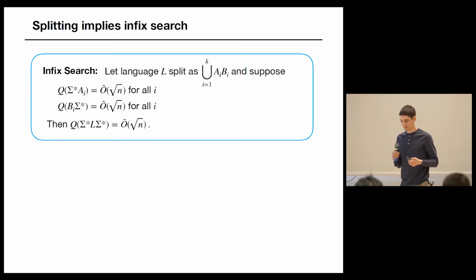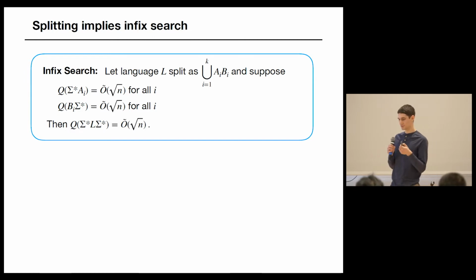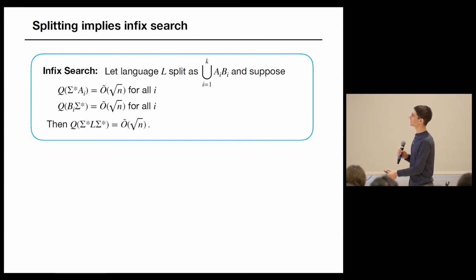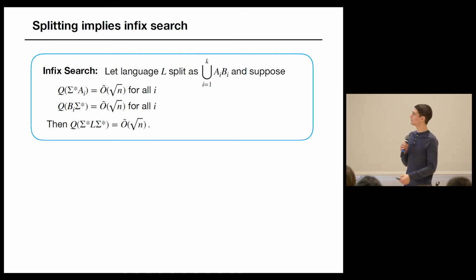So we can use this idea of splitting to generalize this AND-OR algorithm. In the AND-OR algorithm, we're searching for a substring 2, 0, star, 2. Now let's imagine we're searching for a substring that matches some arbitrary language. So we're searching for some substring that matches the language L in the string, something of the form sigma star L sigma star. And we have this theorem that says that if the language splits like this, and we have algorithms for all of the split languages, then we can combine those algorithms to get an algorithm for the substring search, which we call infix search. So what's the proof?